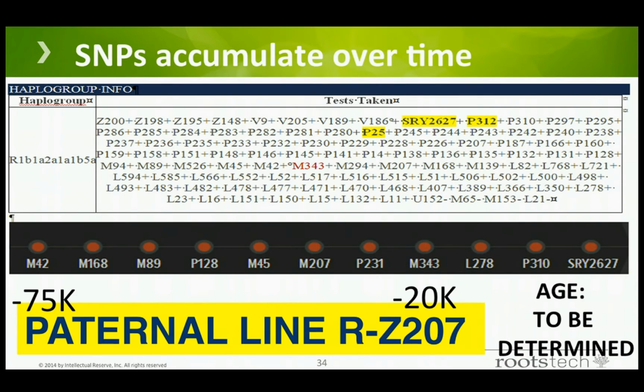Down at the bottom, the black line going across with the red dots in it, those are what you'll see on the National Geographic test. National Geographic has a company called National Geographic that also offers DNA tests. And the bottom, see below that where it says 75K and 20K? That's how many thousand years ago that error occurred.